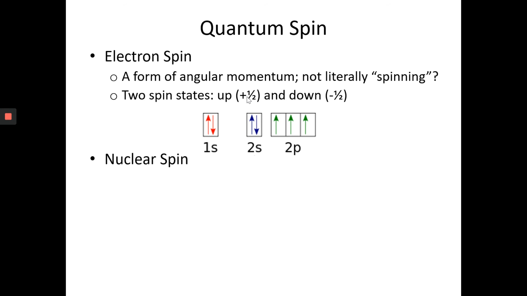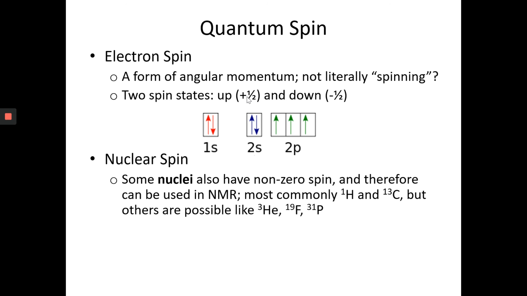As it turns out, the nucleus itself, where the protons and neutrons are, can also have a form of quantum spin. The most common nucleus we use in NMR is the hydrogen nucleus, and specifically H1. H1 is the most common form of hydrogen. Well more than 99.99% of all hydrogen in the universe is H1. H1 just means it's one proton and 0 neutrons, so that the total mass number is 1.